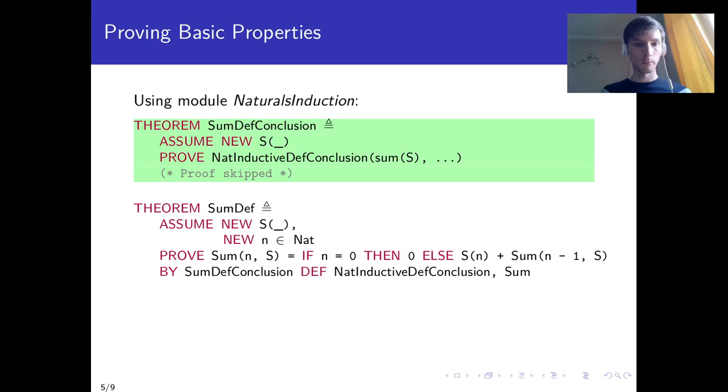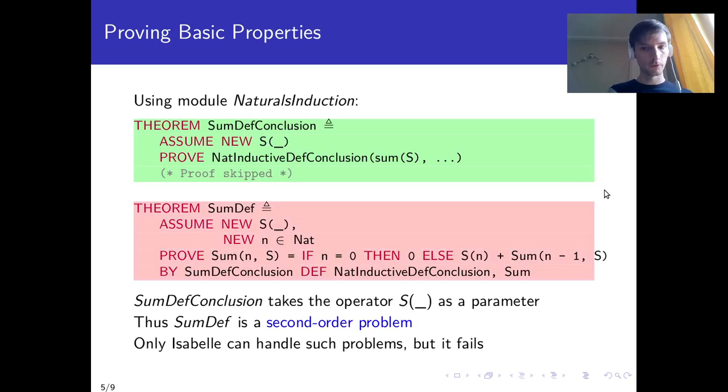So this is a statement that I would like to use instead of the actual definition of the operator whenever I need to use the sum definition. In principle, SumDef is just a reformulation of SumDefConclusion. So its proof is just one line here, and it works by invoking SumDefConclusion as a lemma and expanding some definition. Now, unfortunately, this proof fails. TLAPS is not able to prove this one.